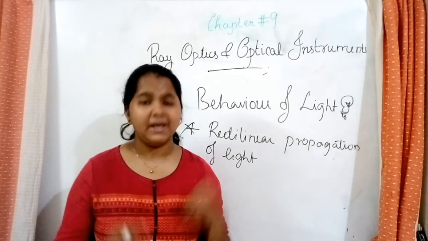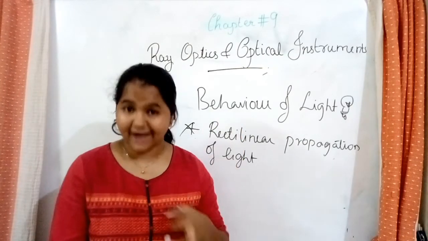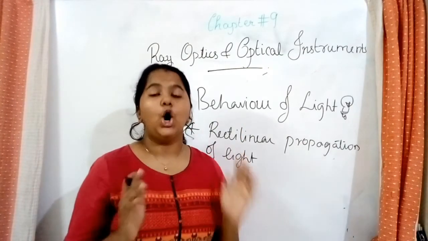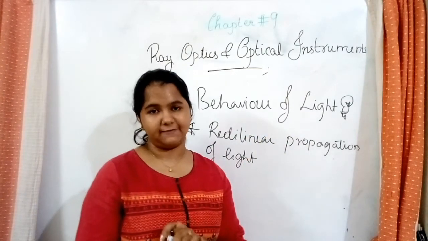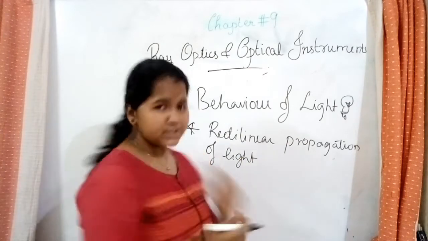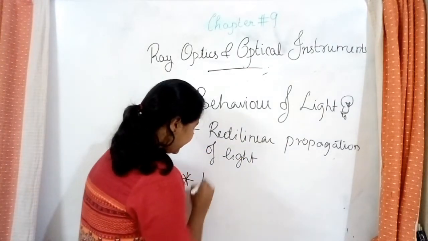Which are the rest of them? Interference, then color vision, diffraction, polarization, all of them are explained by wave optics. So, the second one that we have to learn is reflection.